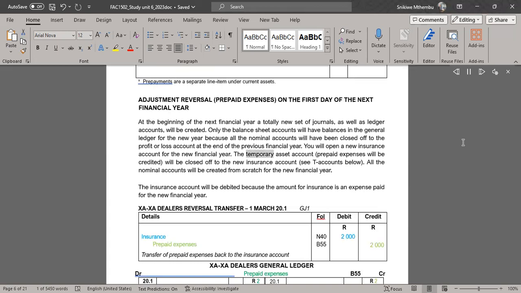The temporary asset account, prepaid expenses, will be credited and closed off to the new insurance account, see T-accounts below. All the nominal accounts will be created from scratch for the new financial year. The insurance account will be debited because the amount for insurance is an expense paid for the new financial year. XAXA Dealers Reversal Transfer, 1 March 20.1, GJ1.